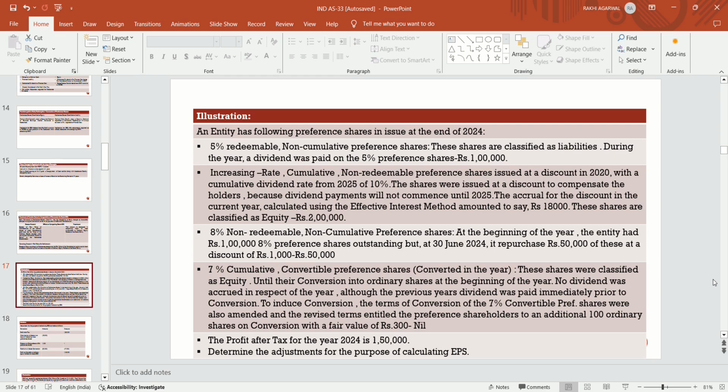conversion. To induce conversion, the terms of conversion of the 7% convertible preference shares were also amended, and the revised term entitled the preference shareholder to an additional 100 ordinary shares on conversion with a fair value of rupees 300 each. The profit after tax for the year 2024 is 1,50,000. Determine the adjustment for the purpose of calculating the EPS.